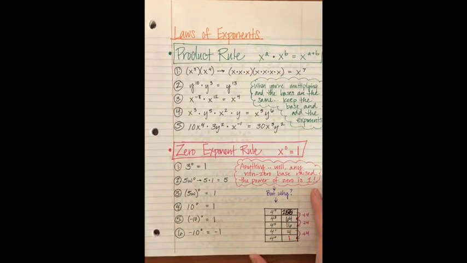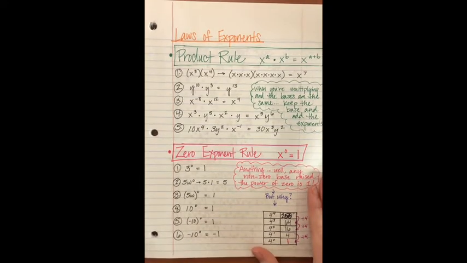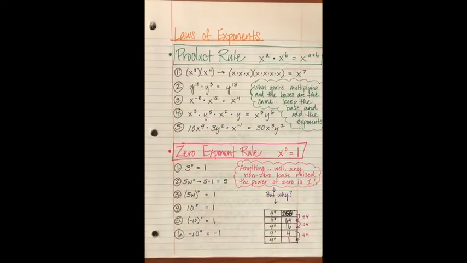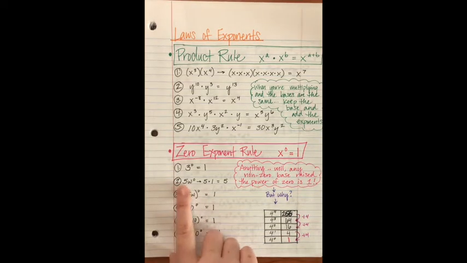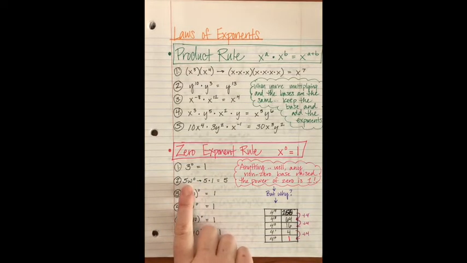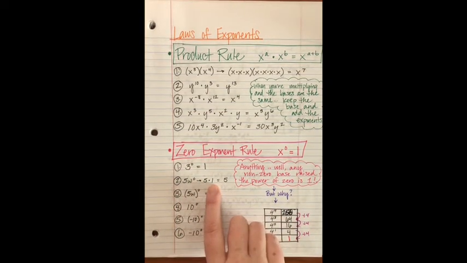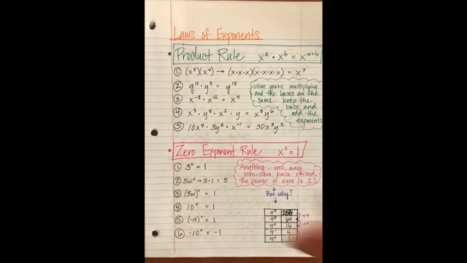Zero exponent rule. You guys are pretty good at that. Anything to the power of 0 is 1. Of course, we have to be careful on things like number 2, where you have 5w to the power of 0. That little power of 0 is only going to the w. It has nothing to do with the 5. This is technically 5 times w to the power of 0. So w to the power of 0 is 1, but then you do 5 times 1 and you get 5.